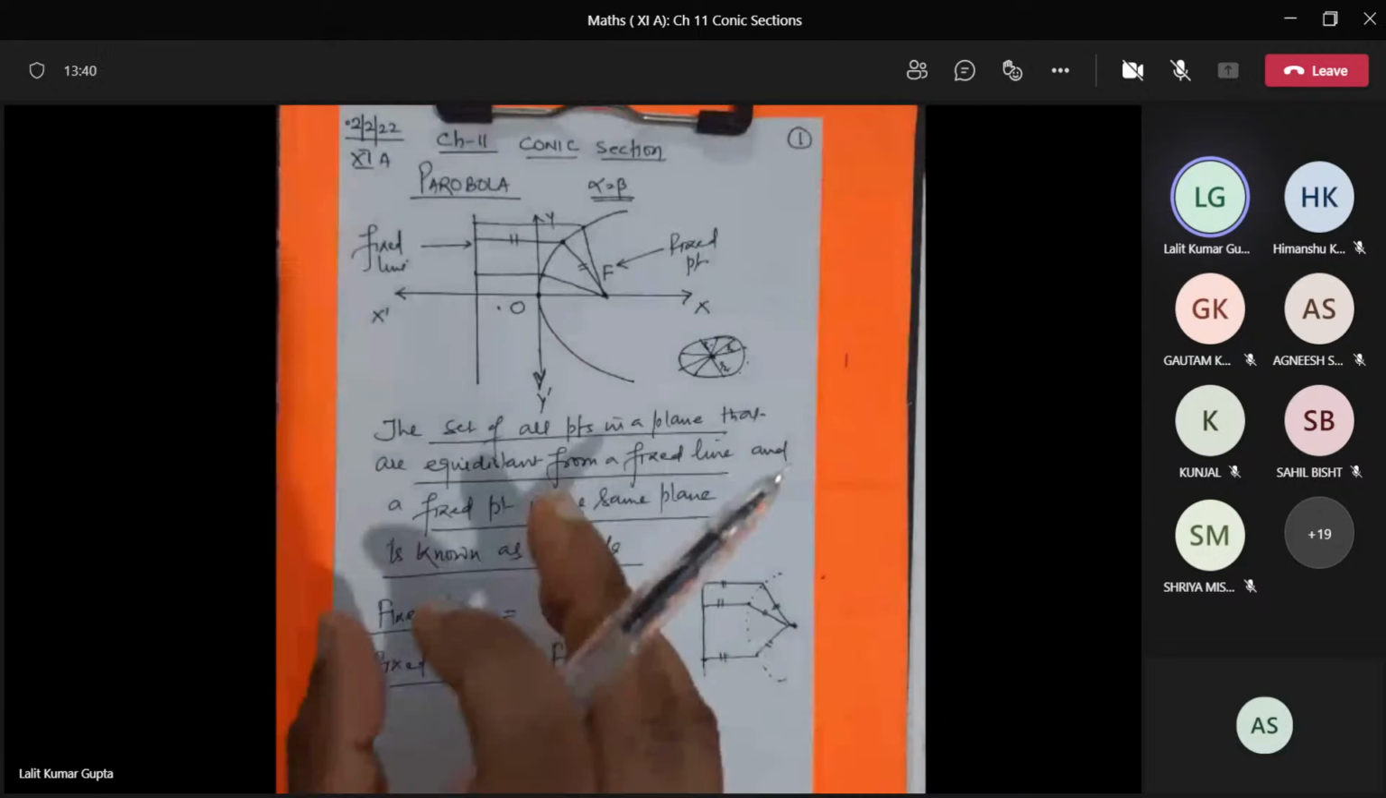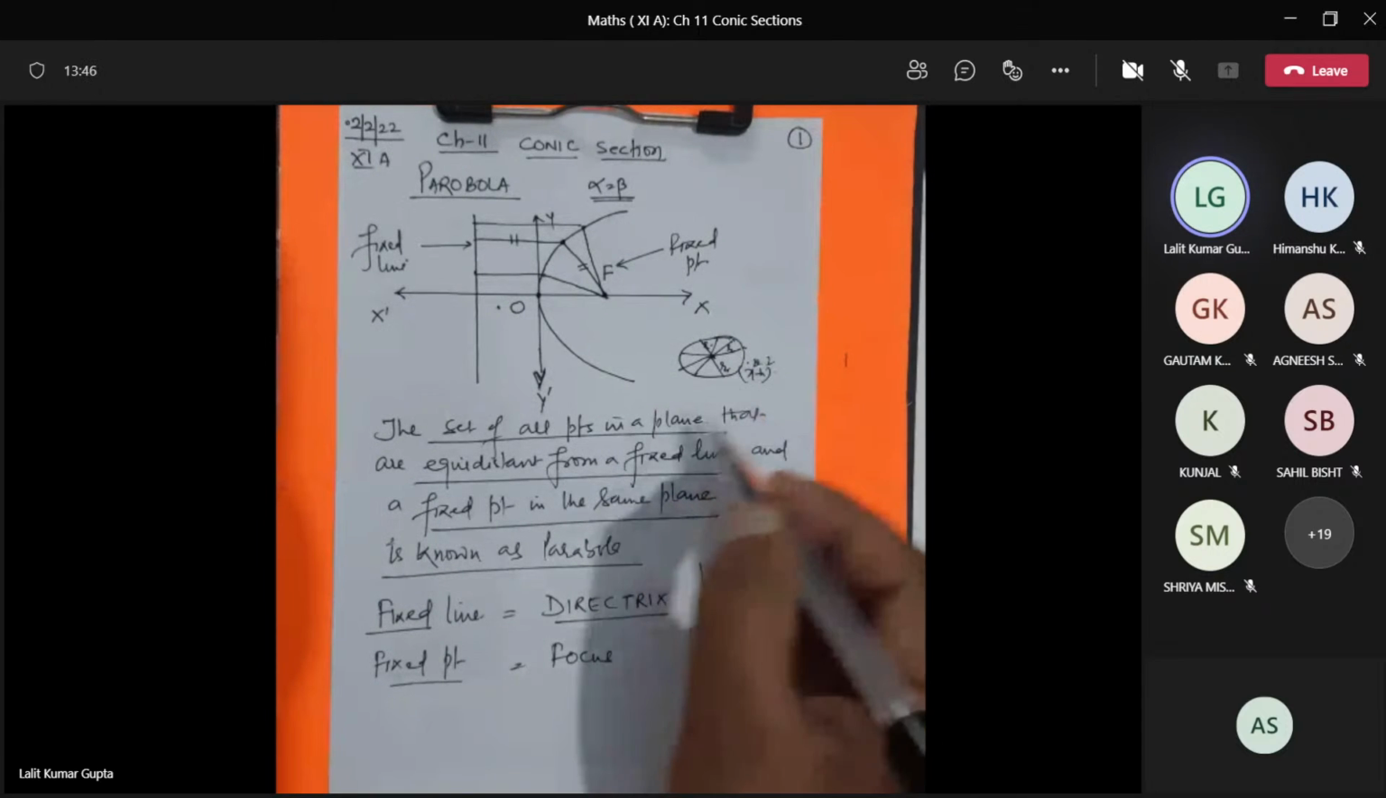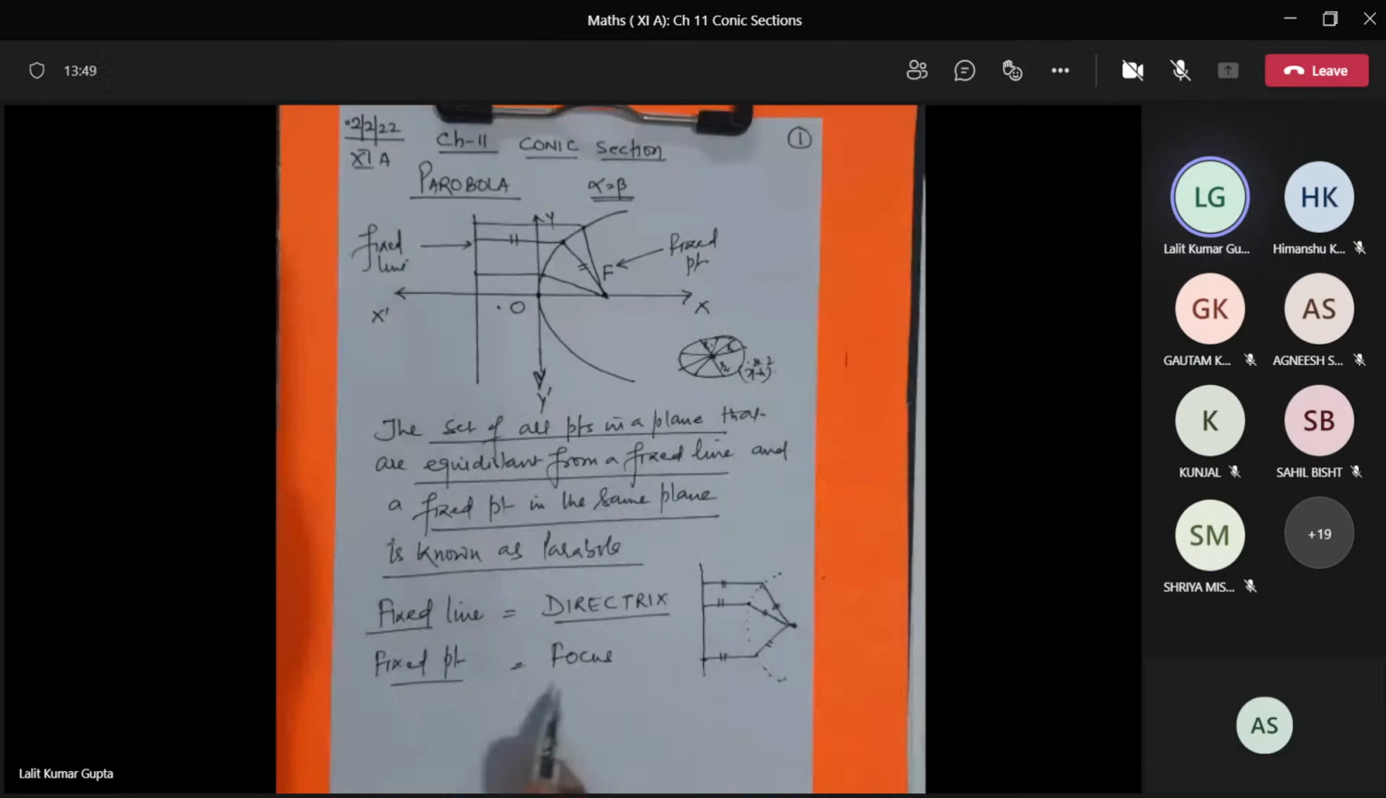ठीक है. और पैराबोला की इक्वेशन क्या आएगी? जैसे हमने सर्कल की इक्वेशन निकाली थी x माइनस एच का स्क्वायर, तो पैराबोला की इक्वेशन पे भी अभी हम आ रहे हैं. ठीक है, तो अभी मैं बेसिक पॉइंट बता रहा हूं. What is the fixed line known as, what is the fixed point known as, right?